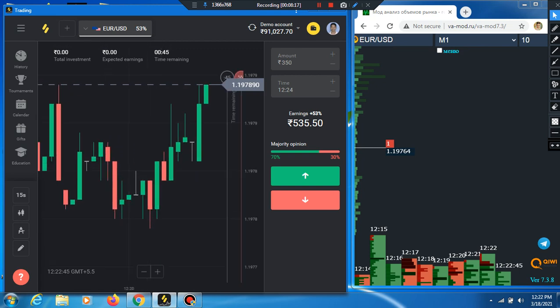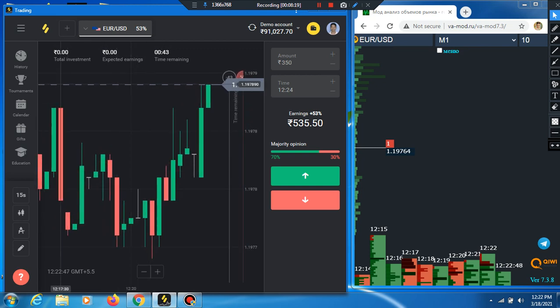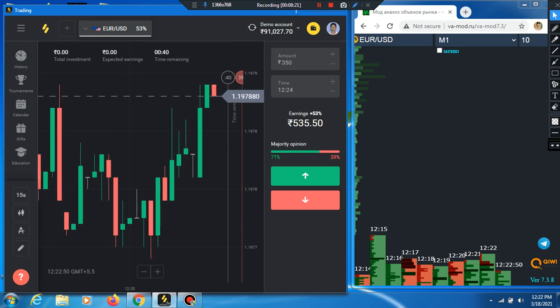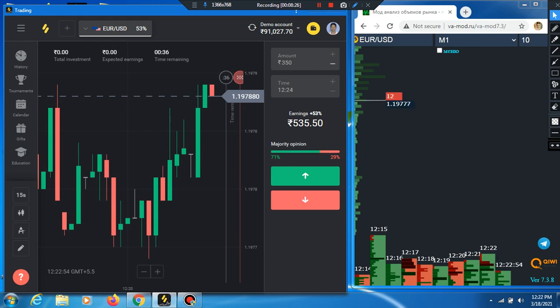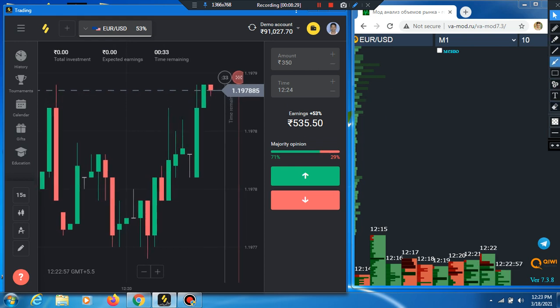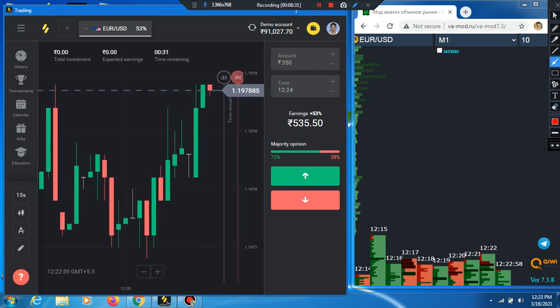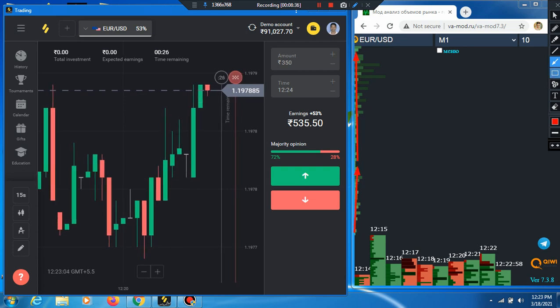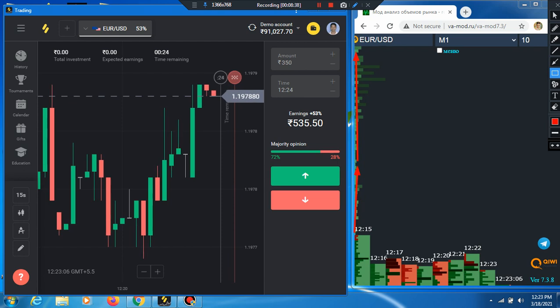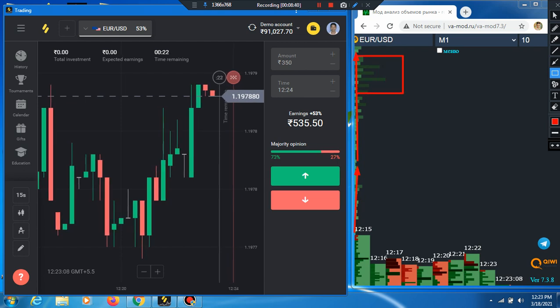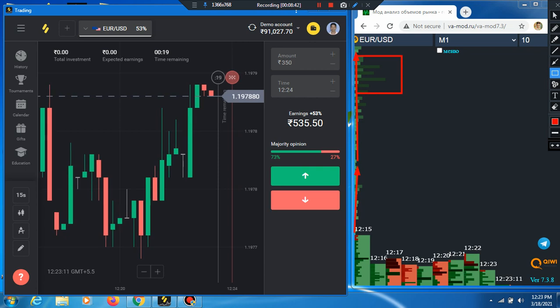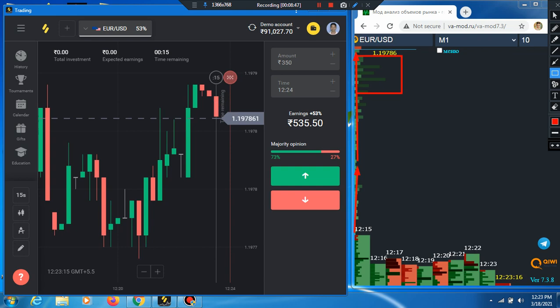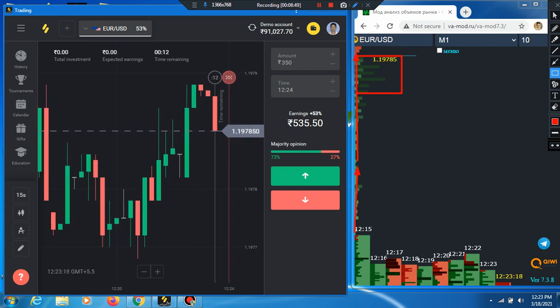Okay, there is a level, but I don't know how strong it is. You can simply see the volumes. Look here, this is like a P-shape pattern. Look here, it's looking like a P-shape pattern, and also this is a trend market. Okay, I will show you how to take a trade here.